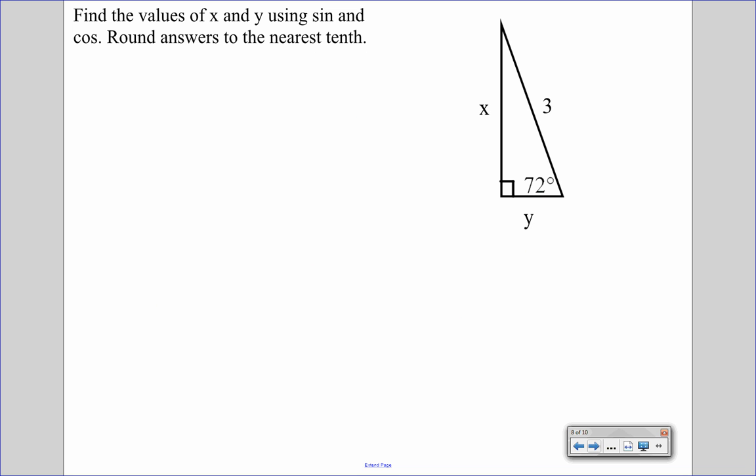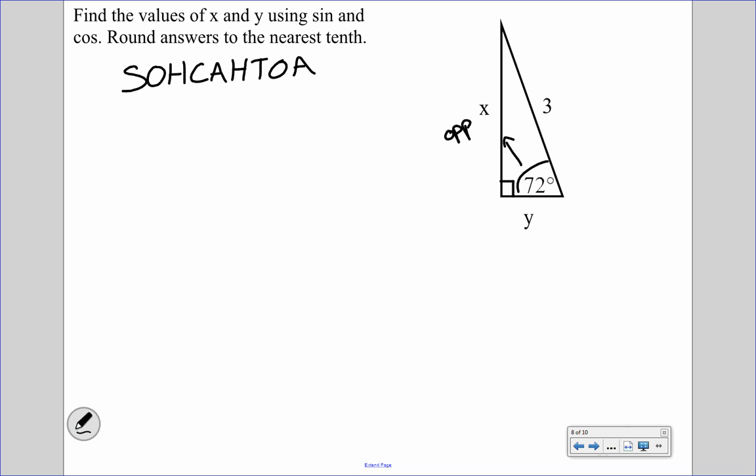We're going to do a similar thing on this problem. Once again, we're going to use any of our trig functions, sine, cosine, or tangent. So we're going to write out our SOH CAH TOA, so we can label our triangle as well. We're going to start with the angle that they give us, our 72 degrees. Opposite our 72 degrees is our x. 3 is our hypotenuse. And y is our adjacent side.